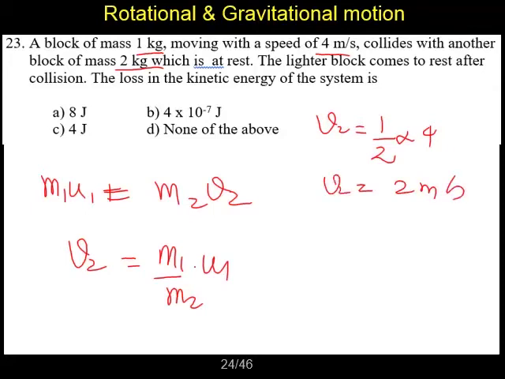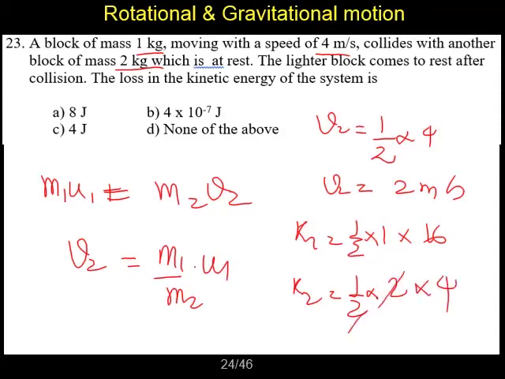So the initial kinetic energy k1 equals half m, where m is 1 kg, into v square, which is 16. The final kinetic energy k2 equals half into m, which is 2 kg, into v2 square, which is 2 square, 4. So k1 is 8 and k2 is 4.